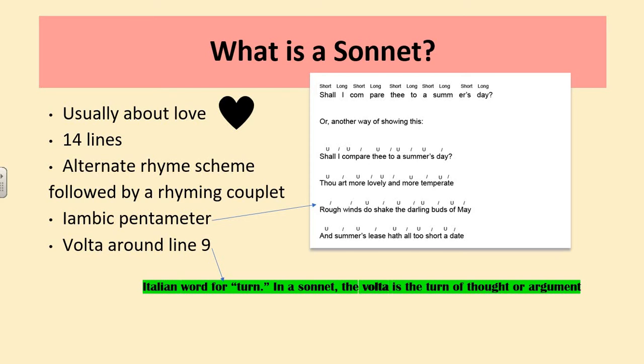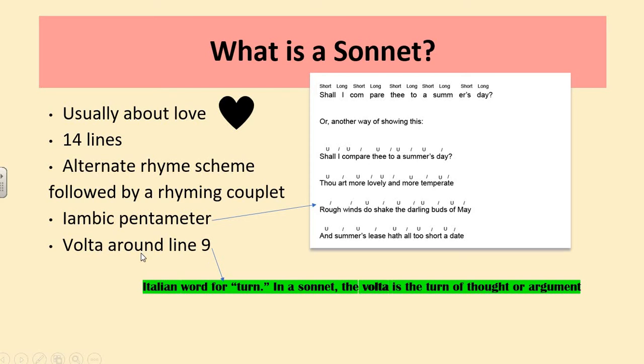So, shall I compare thee to a summer's day? Shakespeare, Romeo and Juliet. Or another way of showing this, if you have a look at the U's and the slashes, shall I compare thee to a summer's day? If you count those, 1, 2, 3, 4, 5, 6, 7, 8, 9, 10. I was worried then there might not have been 10. 10 syllables for that line. Again, thou art more lovely and more temperate. 10 again. Rough winds do shake the darling buds of May. 10 there. And summer's lease hath all too short a date. 10 there. So it has an iambic pentameter.